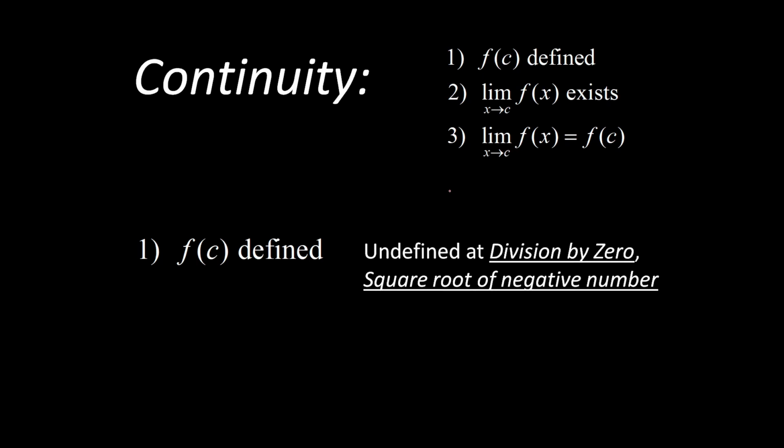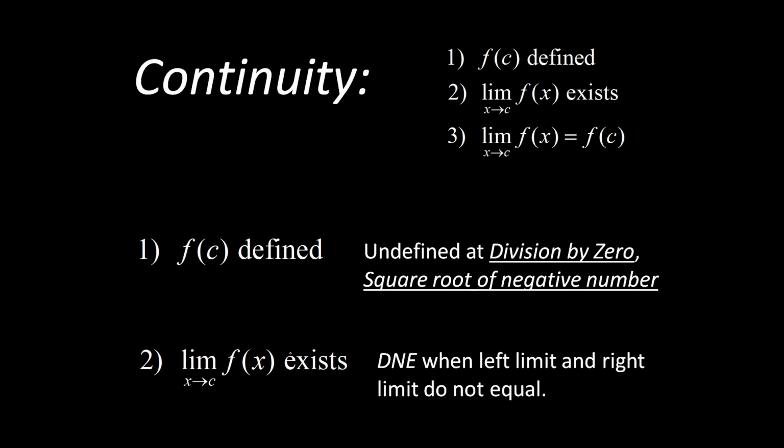Now for property 2, when does this fail? When does the two-sided limit fail? Well, the two-sided limit fails when you rip apart the function. In other words, when the left limit and the right limit don't equal. That's when the two-sided limit fails. It doesn't exist when the left and the right don't equal. And so that's something else you look for. If you see this happening in your function, then you know it's discontinuous because it's failing property 2.